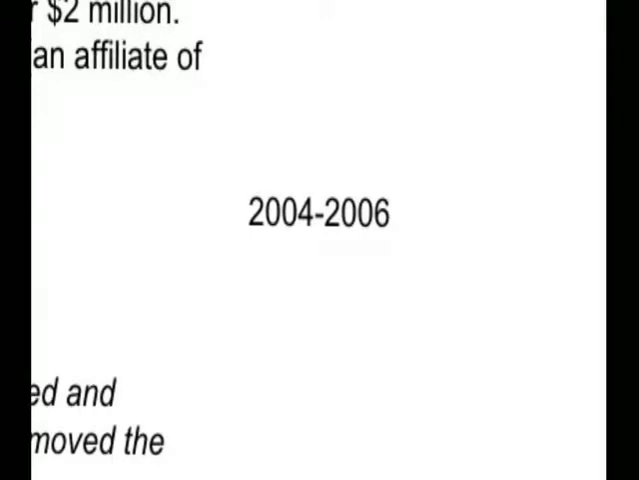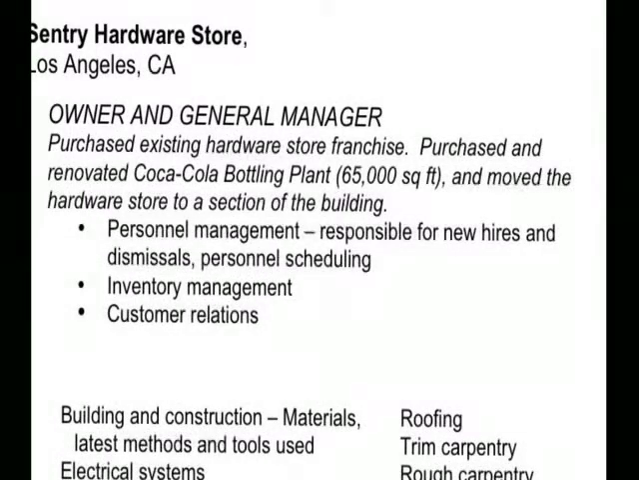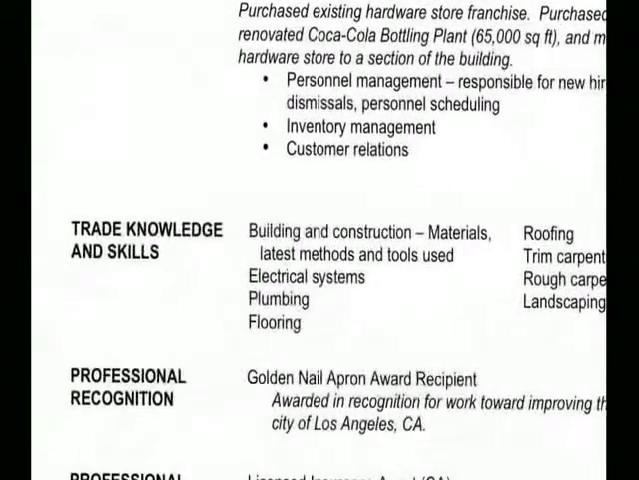Namely, this is a job that this individual no longer holds. So you see the dates of employment there. You also see a similar formatting where you have the job title, the particular tasks for this job, and what I would point out with this particular example is that the phrasing and the tense is now past tense. So you see purchased existing hardware store franchise, purchased and renovated. So these tasks were in the past.